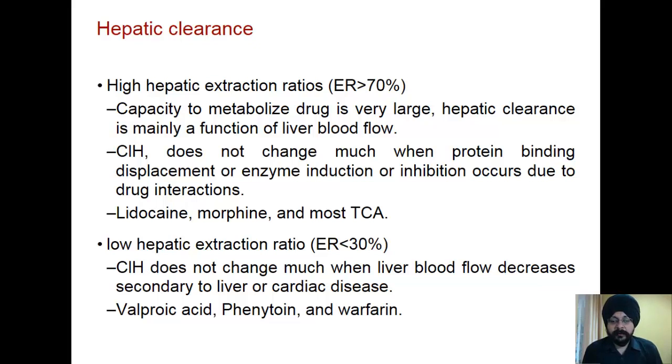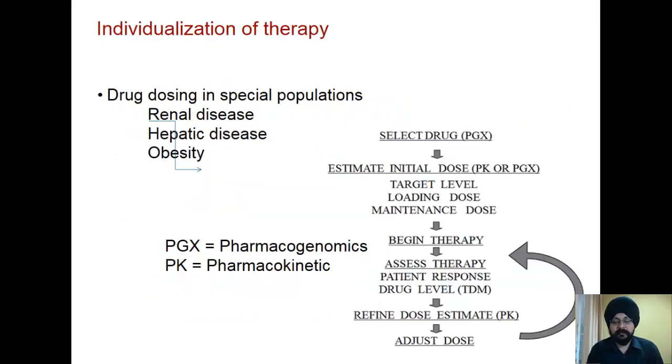Coming to the low hepatic extraction ratio drugs, in these cases, the intrinsic clearance does not change much when liver blood flow is decreased secondary to liver disease or cardiac disease, and valproic acid, phenytoin, and warfarin are the examples.